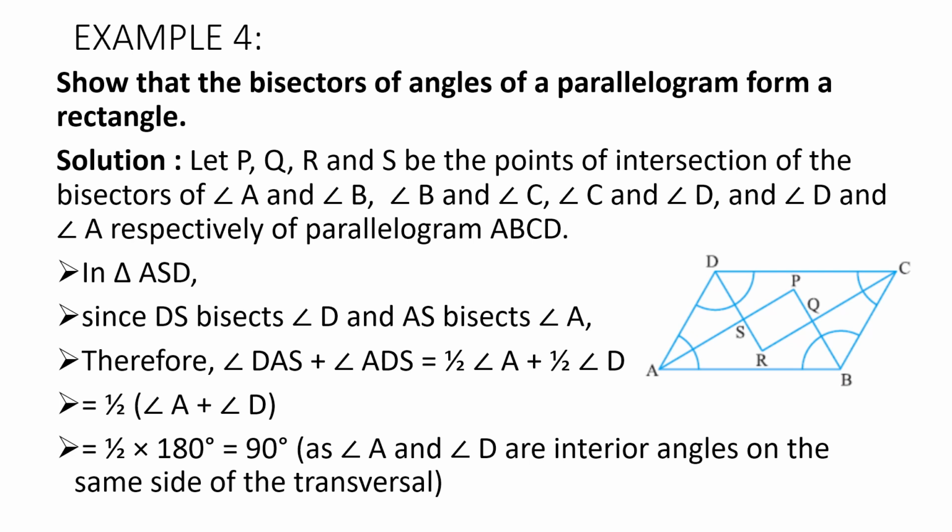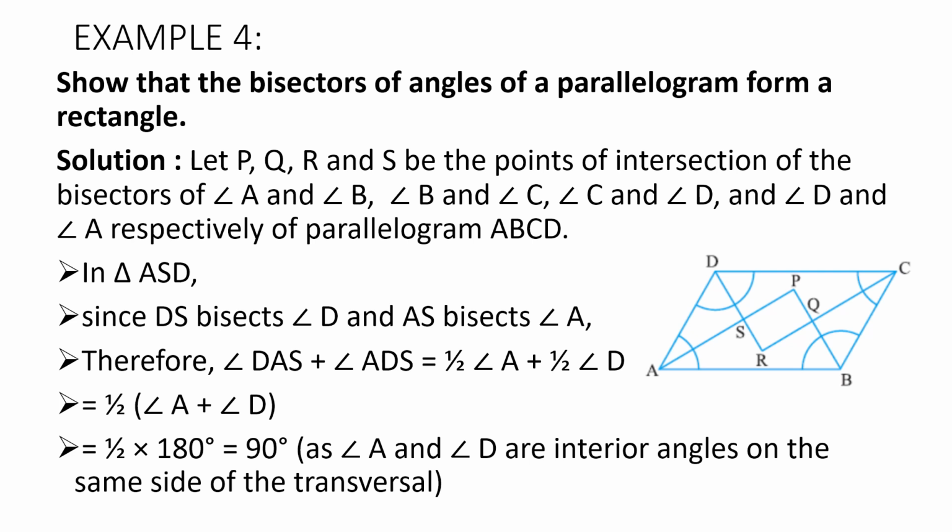Show that the bisectors of angles of a parallelogram form a rectangle. So first of all, let P, Q, R, S be the points of intersection of the bisectors of angle A and B, angle B and C, angle C and D, and angle D and A respectively for a parallelogram ABCD. So just look at the diagram.